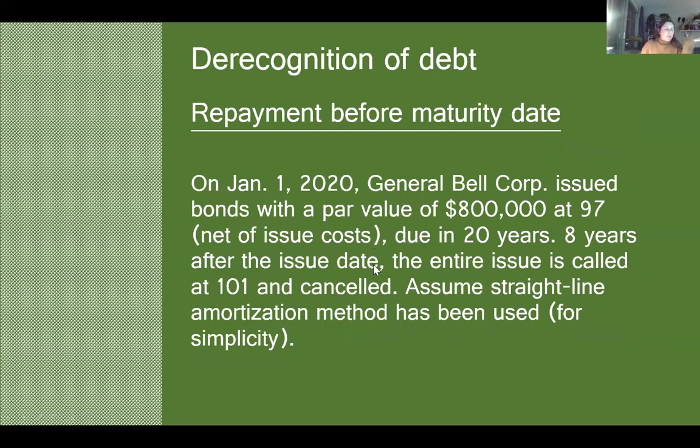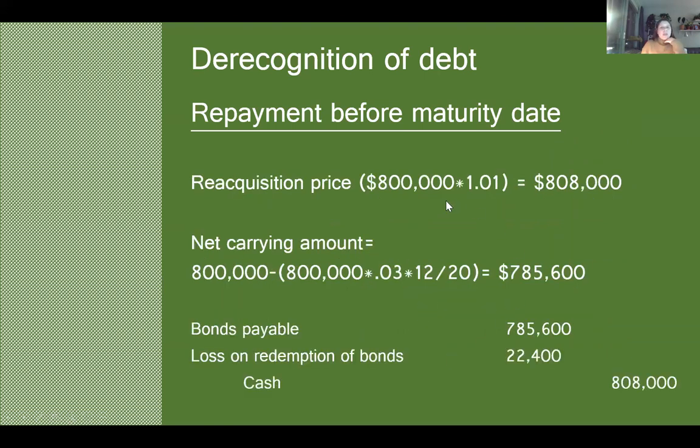So here's a little example. On January 1st, 2020, General Bell Corp issued bonds with a par value of $800,000 at 97. During 20 years, 8 years after the issue date, the entire issue is called at 101 and canceled. Assume straight line amortization method has been used. So we have a reacquisition price of 101, so 1.01 times your 800,000. And then our net carrying amount is basically your maturity value minus the unamortized portion of the bonds. So in this case, it's 800,000 times 0.03.